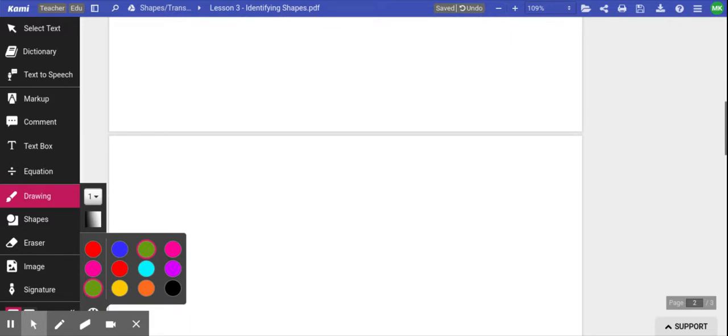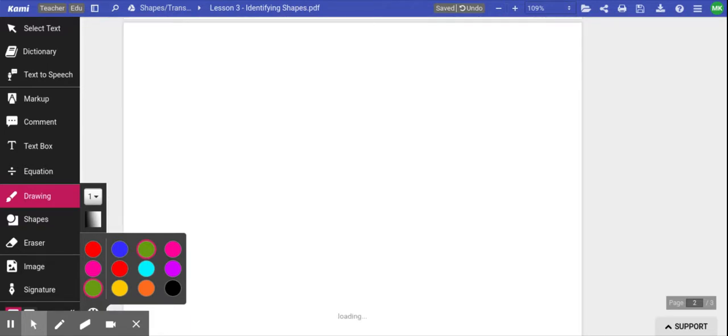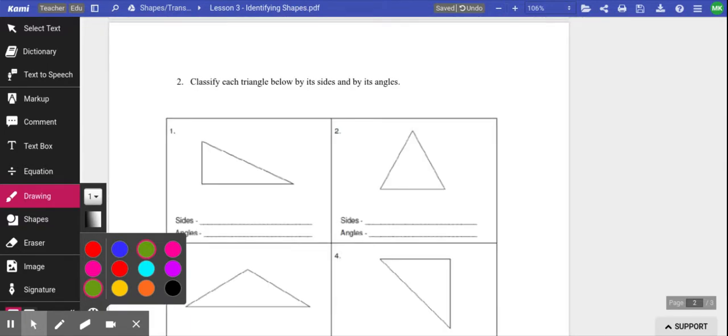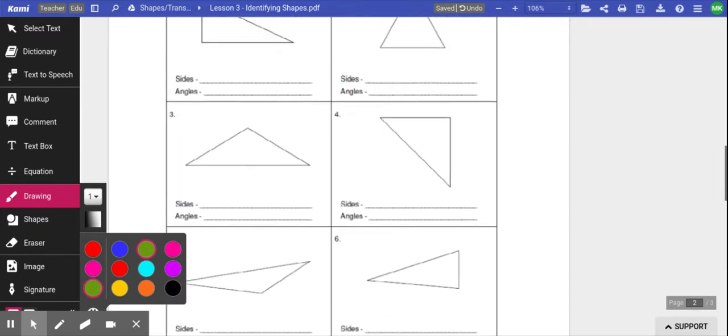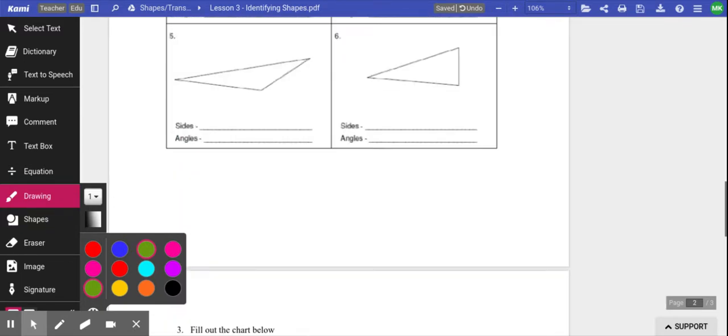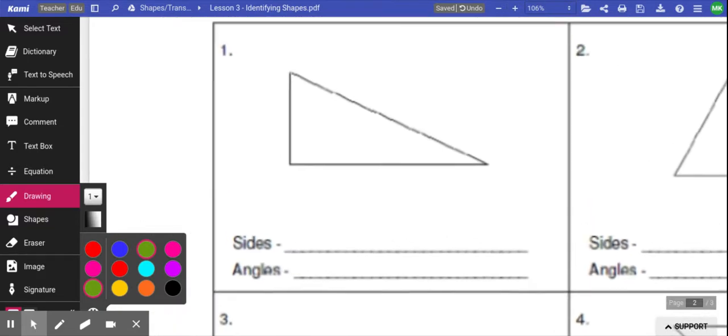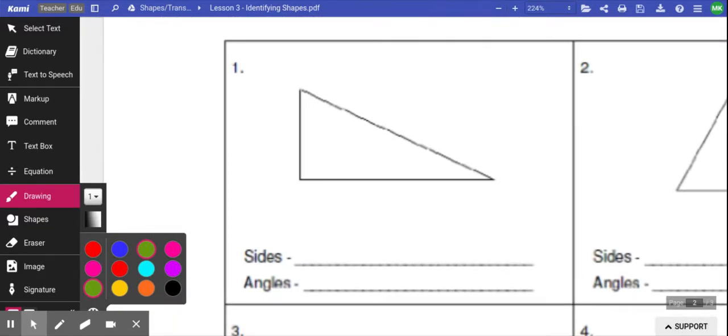We're going to move on to naming more triangles down here just by looking at the picture. Oh, sorry, it's not loading. If you look at this first one, if I wanted to name that triangle, I have two different ways to do it. One is by the sides and one is by the angles. If I look at this triangle, I would say that all three sides are different. Because all three sides are different, this is a scalene triangle.